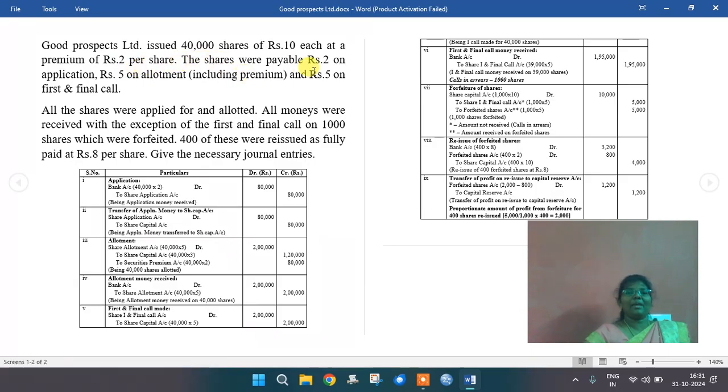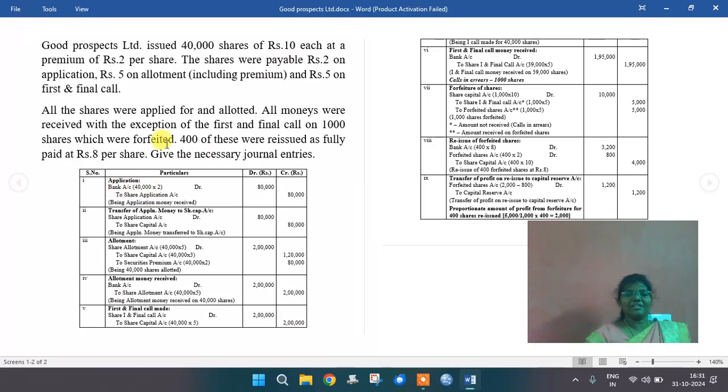The shares were payable 2 on application. So, 2 rupees on application, allotment 5 including premium, and first and final call 5 rupees. So, now you have to know that this allotment money is including premium of rupees 2. So, the allotment money is rupees 3 and premium is rupees 2. So, with this understanding, let us pass on to the problem.